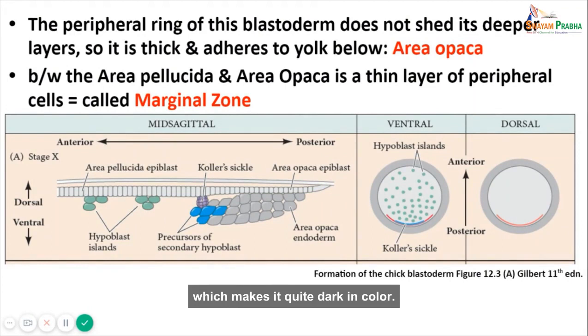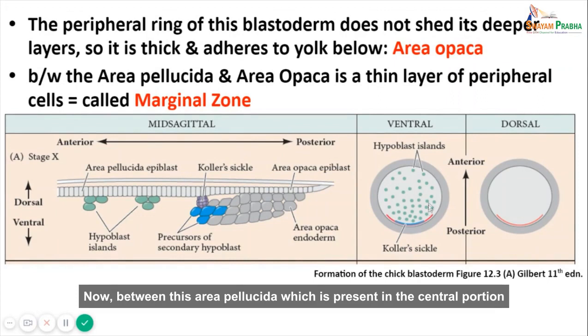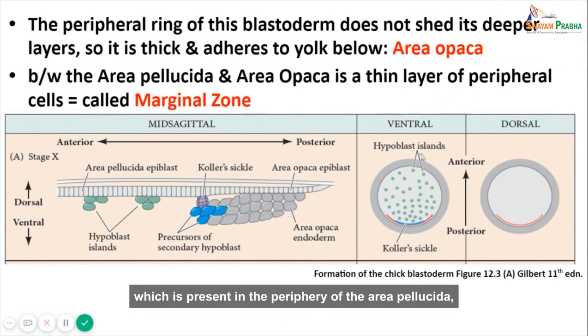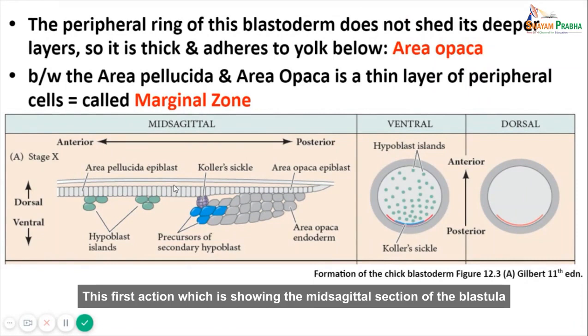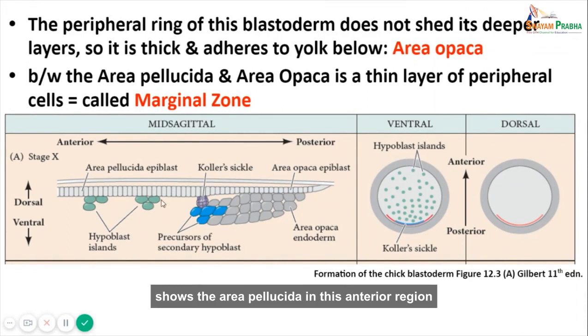Now, between this area pellucida, which is present in the central portion, translucent in nature, and the area opaca, which is present in the periphery of the area pellucida, quite darker in color, is present a thin layer of peripheral cells, which is known as marginal zone. This first diagram, which is showing the mid-sagittal section of the blastula, shows the area pellucida in this anterior region and the area opaca, which is present here, which has got cells attached to it below.